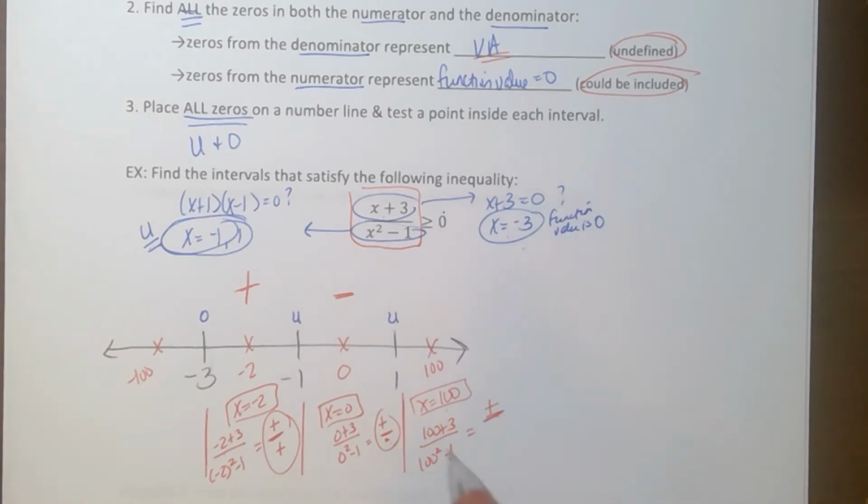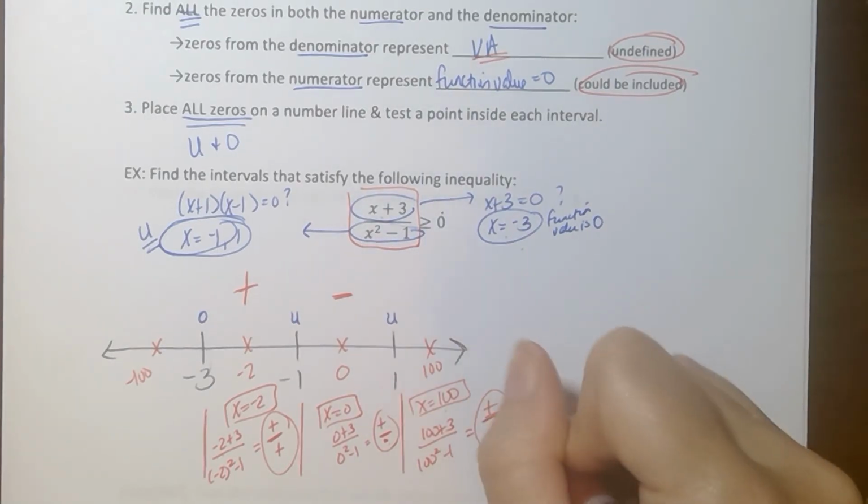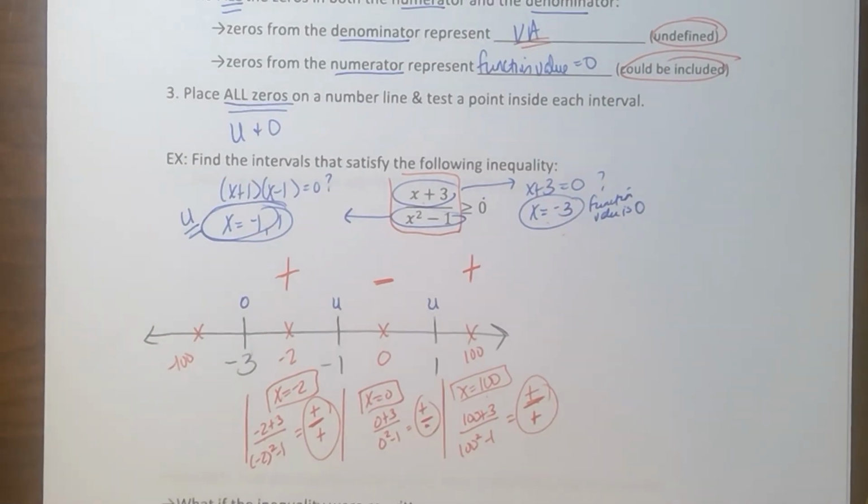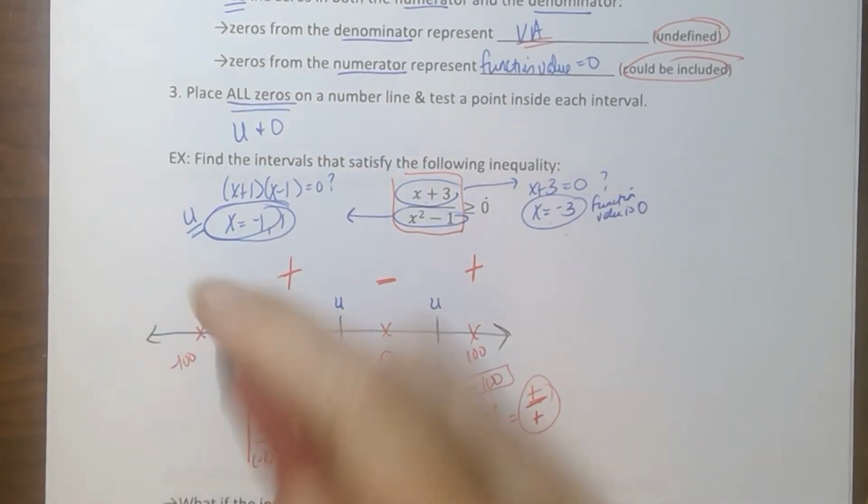That's positive. My denominator is 100 squared minus 1. That's huge and definitely positive, right? So positive divided by positive. That interval is positive. All values will be there. What about this other end?